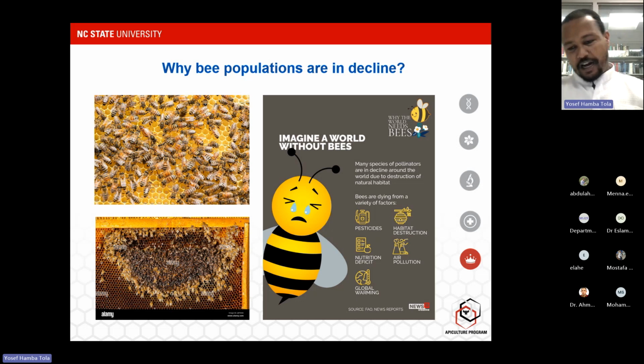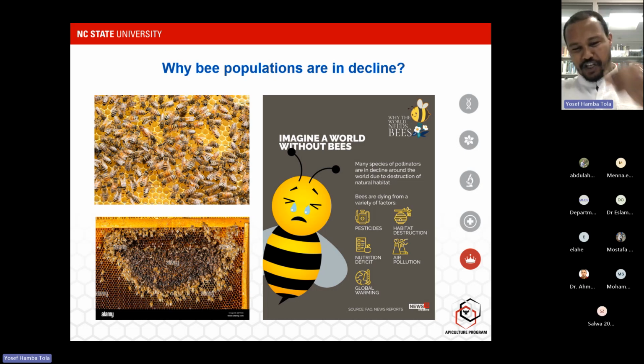So here what we can see is that these factors directly affect the bees, and indirectly they affect their biological system, like their gut microbiome, their symbiotic microbes, which in turn indirectly affects the host. That's why I'm interested in looking at the symbiotes, the gut microbiomes, and how they interact with the different factors affecting bee populations.